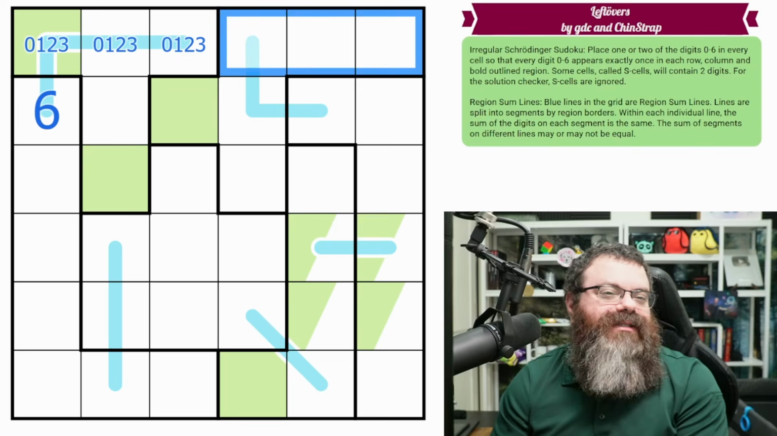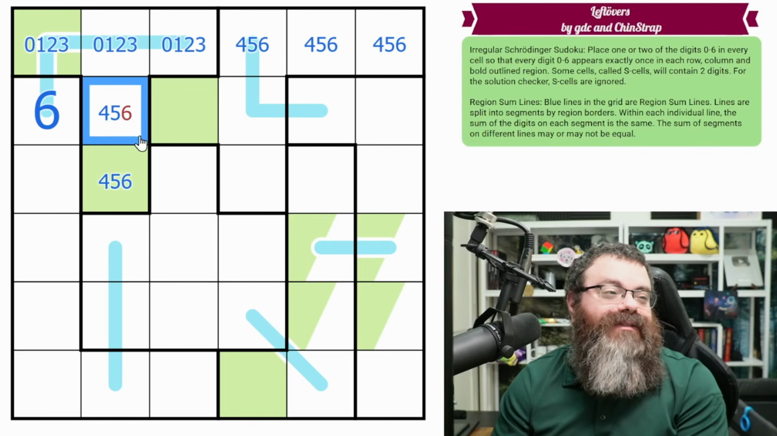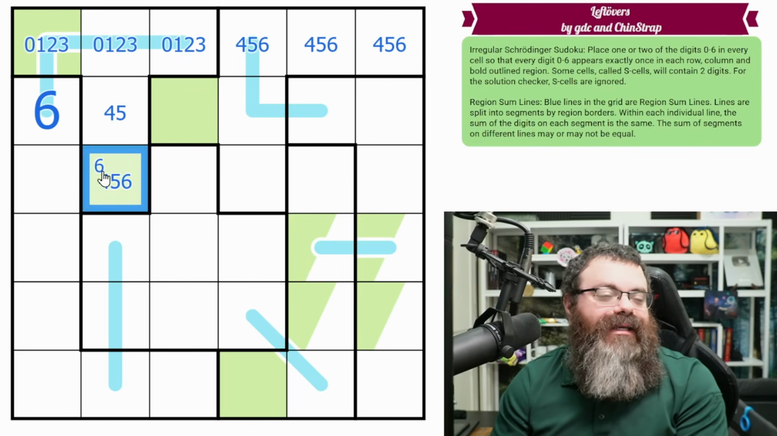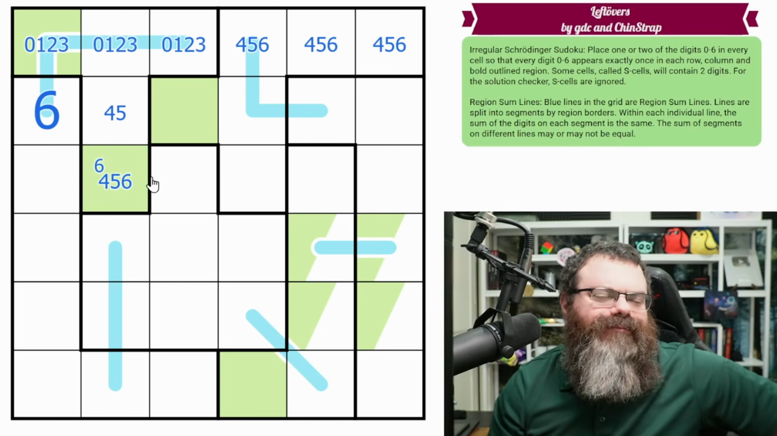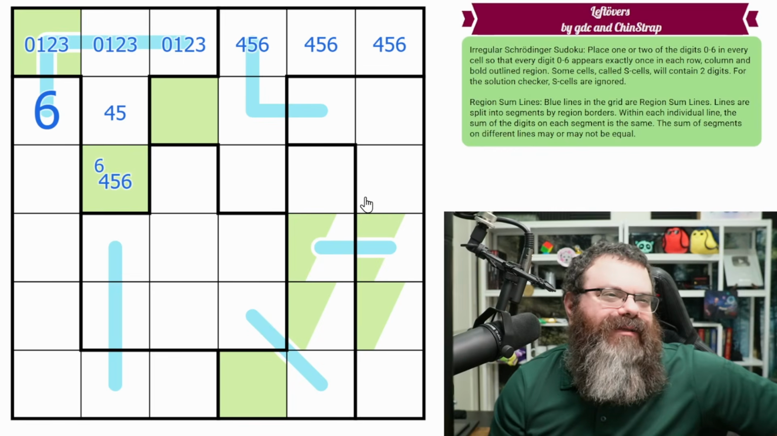So this is from 4, 5, 6. This is from 4, 5, 6. That's not a 6. So this definitely contains a 6. I'm going to use the corner mark in an S cell to say when we know one but not the other. If that means anything.